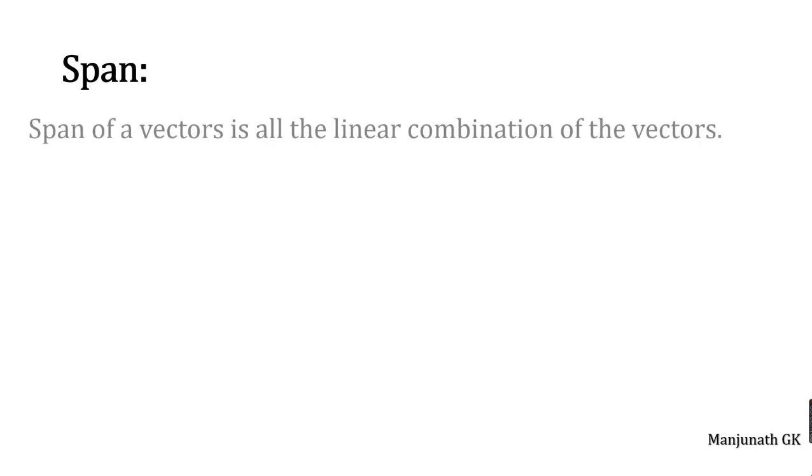What do you mean by span? The span of vectors is all the linear combinations of the vectors. We have discussed what linear combinations are. Addition along with scalar values is called a linear combination. The span of vectors is all possible linear combinations of a given set of vectors.